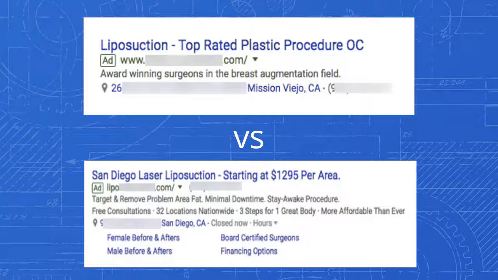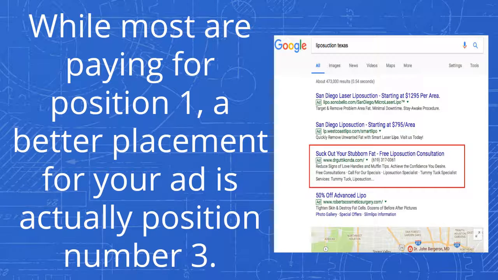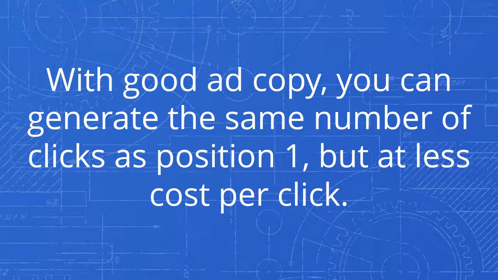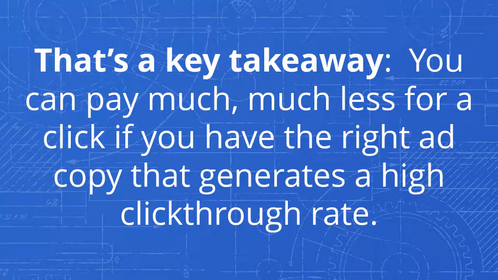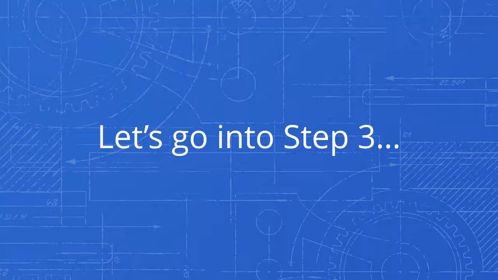Now here's a pro tip for you guys. While most are paying for position 1, a better placement for your ad is actually position number 3. With good ad copy, you can generate the same number of clicks as position 1, but at less cost per click. That's a key takeaway. You can pay much less for a click if you have the right ad copy that generates a high click-through rate. Okay, let's go into step 3.